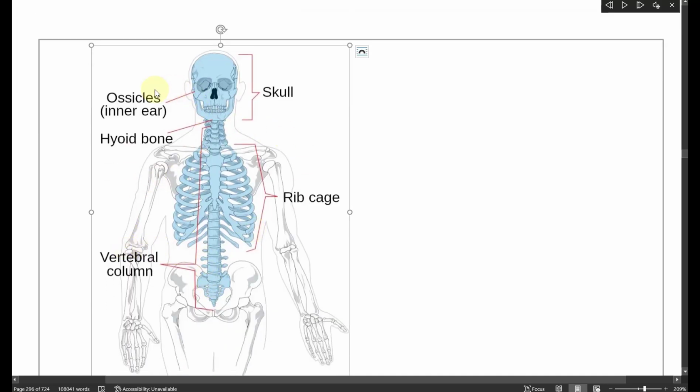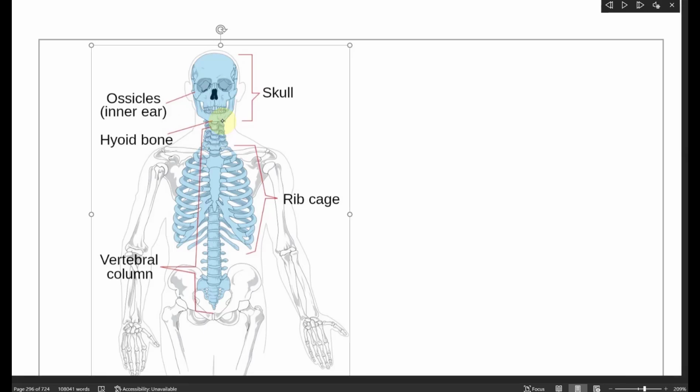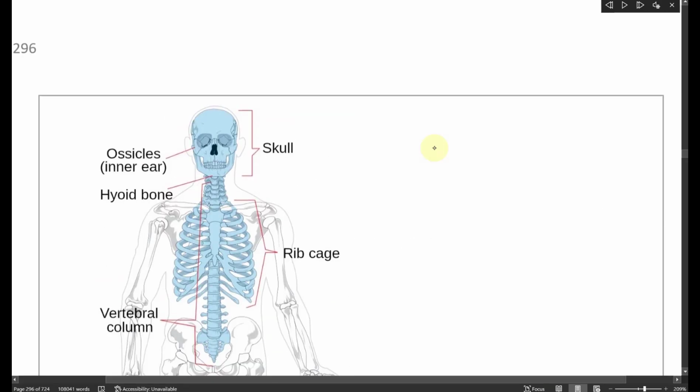There's a rib cage around it. And then you have the ossicles of the inner ear, the skull, and the hyoid bone underneath, basically going along the axis there, and the surrounding bones around that axis. So very interesting setup there.